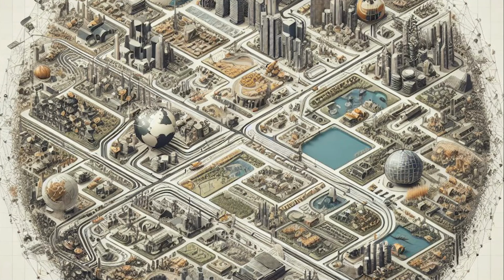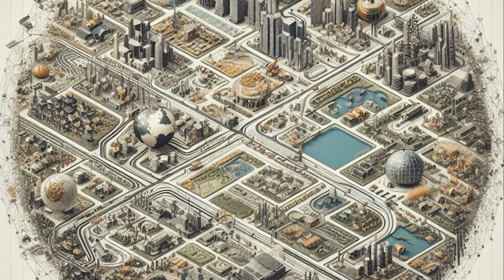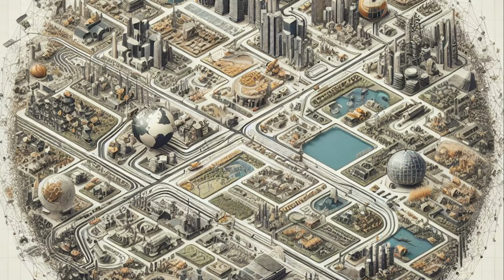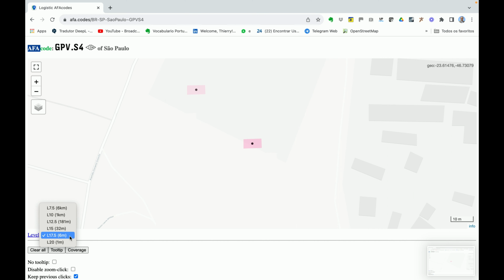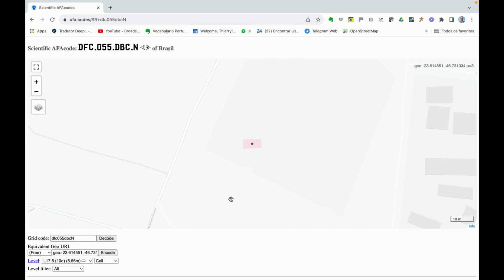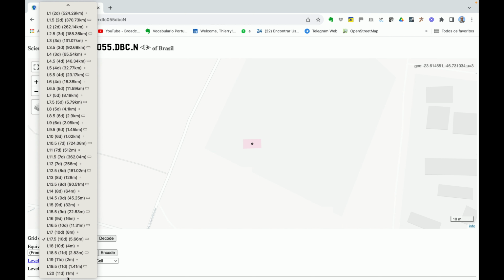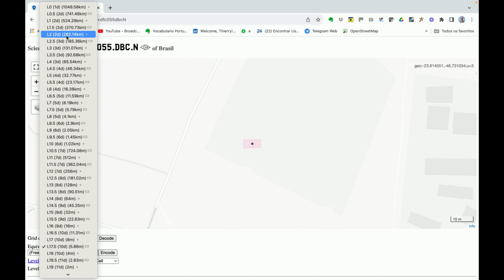The fifth advantage of the AFA.codes methodology is its multifinality. The grids used for the geocodes, which we call logistical, point to cells ranging from 1 meter to 6 kilometers on a side, in 6 levels. These codes interact with scientific grids that allow the territory to be cut into cells ranging from 1 meter to 1048 kilometers on 41 levels, depending on the need.